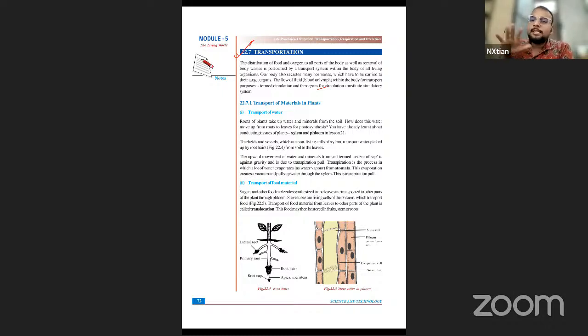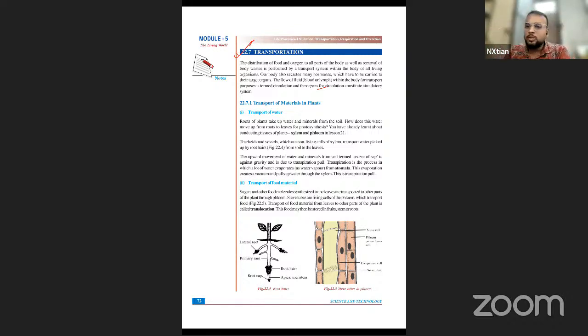For example, what is the kitchen of the plant? The kitchen part of a plant is the leaf. It means that in the leaf only they prepare their own food. Yes or no? Now, if the leaf wants water, you can't spray water on the leaf and expect it to absorb. No, it won't be possible. So where do we water plants? We water plants in the roots.